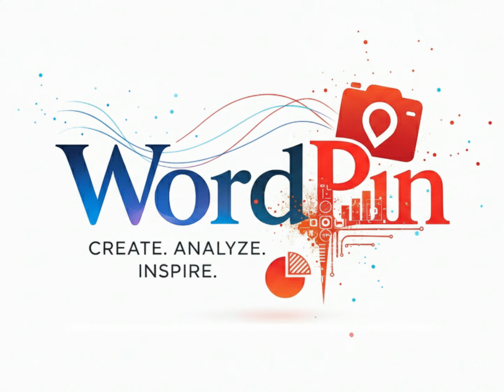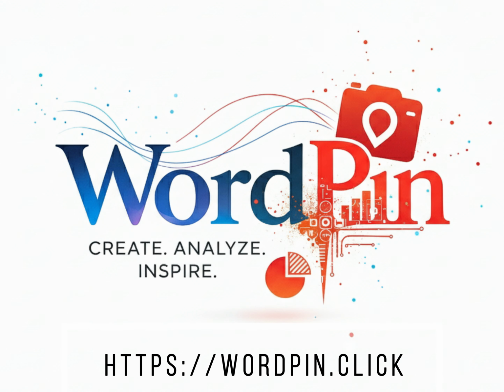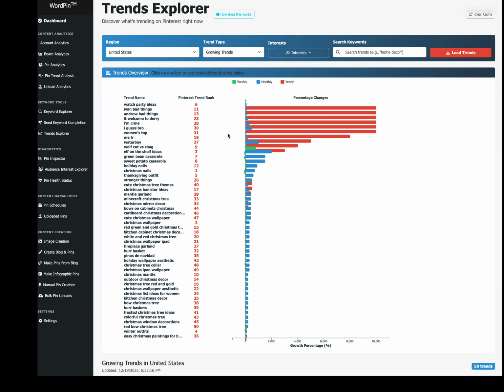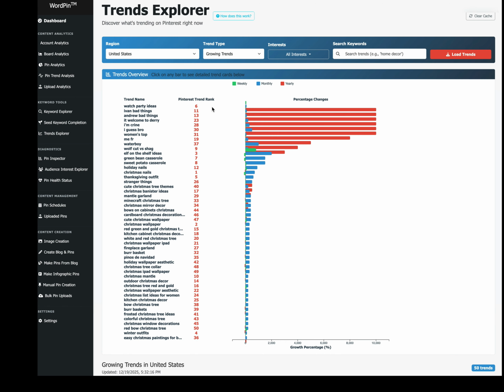Today we are going to look at a tool called Trend Explorer. Now the Trend Explorer takes data straight from Pinterest Trend Explorer, so it's very simple, very straightforward. And data here are grouped based on the trend type, based on the region, based on the interest, and you can also look for things in between the trends.